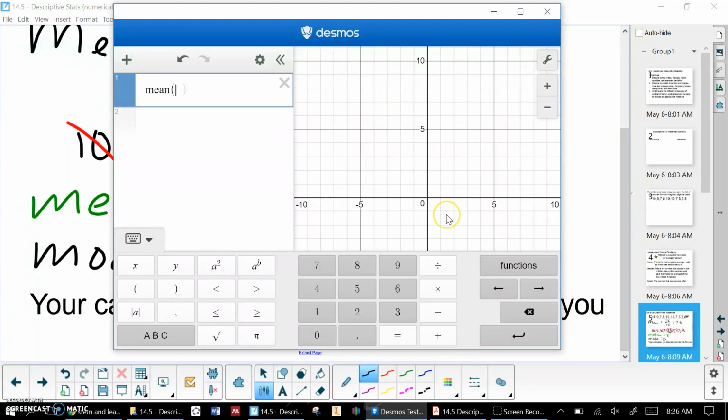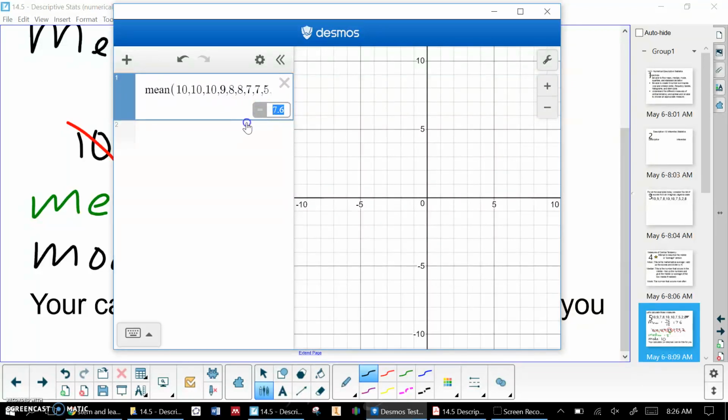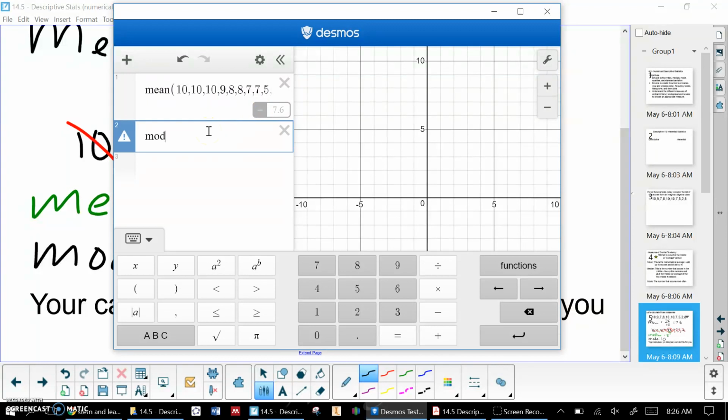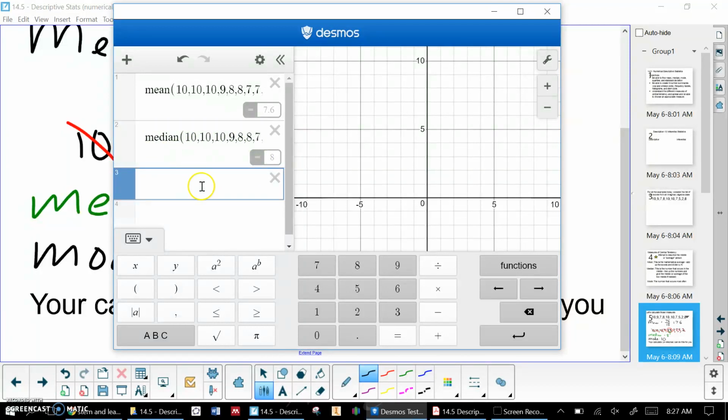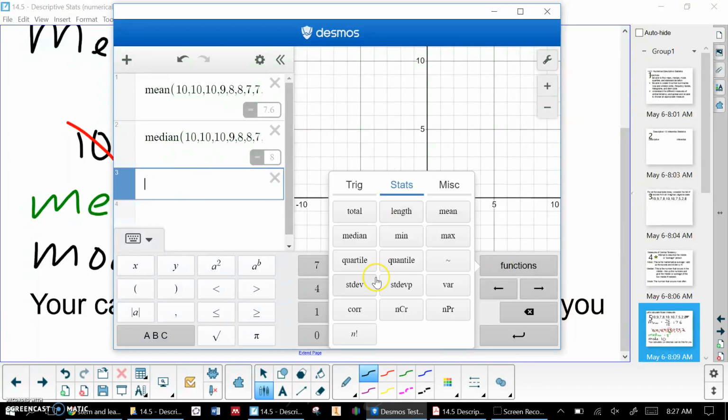If we want to find, say, the mean, all we have to do is type in our numbers: 10, 10, 10, 9, 8, 8, 7, 7, 5, and 2. And you'll see it calculates our mean for us. Same thing for the median. We can type median of, and I'm not sure if I can copy and paste in this one. If I can, that'll be nice. I can. And median tells me right there it is 8. Again, this one won't do mode, but it will do the ones that are actually hard to calculate.